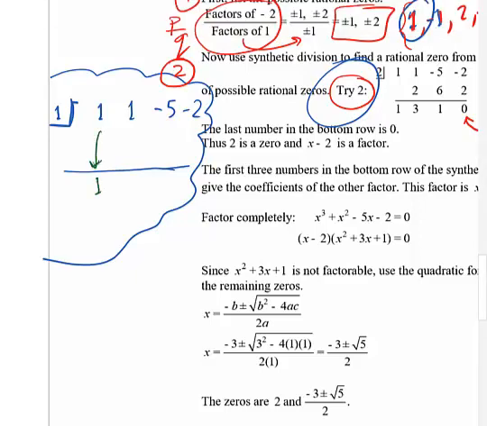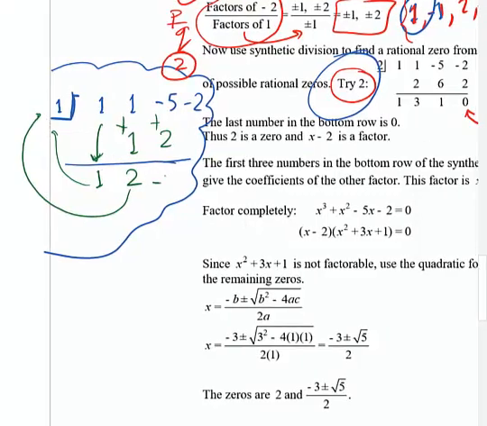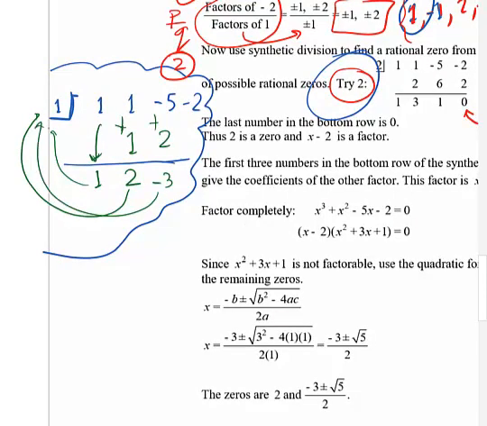Like we did before, I'm going to bring the 1 down and then multiply by the number outside, which is also 1. 1 times 1 is 1. Then we add those together, the one we just wrote and the number above it. 1 and 1 make 2. Finally, a number other than 1, right? Then I'll multiply that 2 by the number outside. 2 times 1 is 2. If I add that with the number above it, I'll get -3. -3 times 1 is -3. And if I add -3 and -2, I get -5.